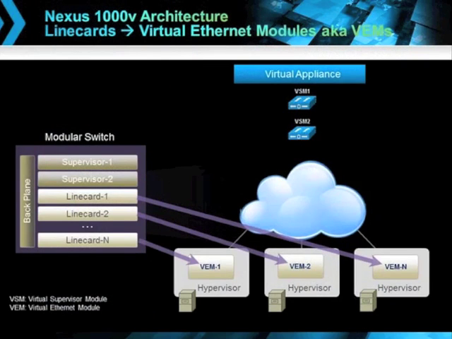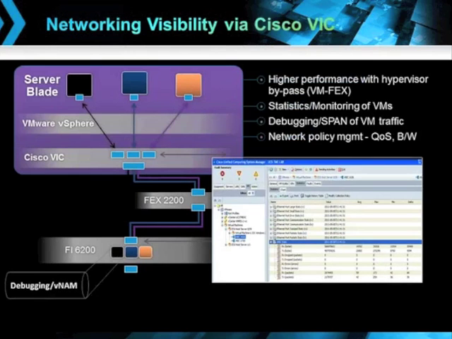So the Nexus 1000V architecture ultimately provides us with increased visibility into the network infrastructure to be able to support these real-time applications. And that capability is done through the Cisco Virtual Interface Card.